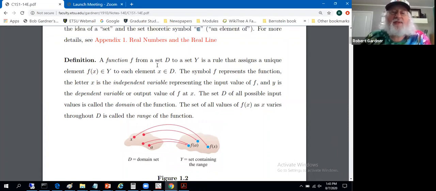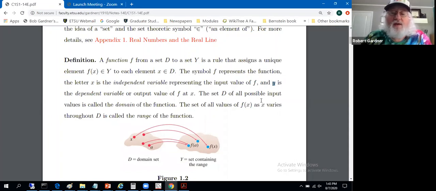A function f from a set D to a set Y is a rule that assigns a unique element, f of x in Y, to each element x in D. The symbol f represents the function. F is the name of the function. X is the independent variable, and y is the dependent variable, because y is dependent on x through whatever function we're dealing with.